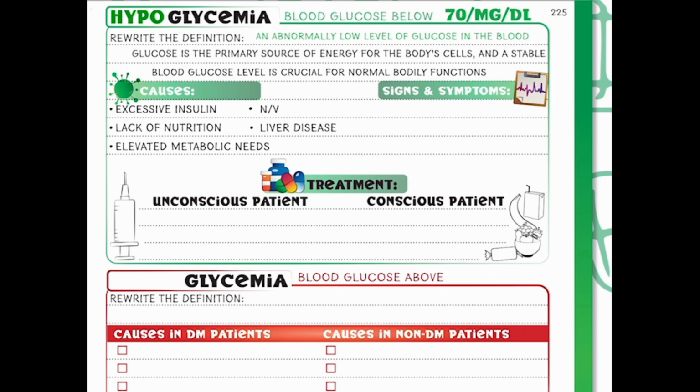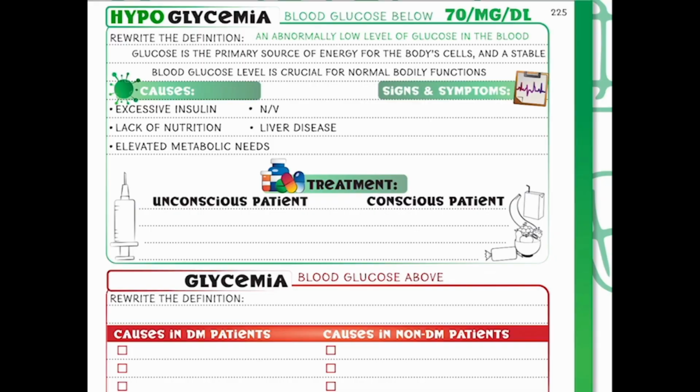And lastly, this can happen in liver disease, because the liver plays a central role in glucose homeostasis. The liver actually assists with production, storage, and the release of glucose. So in conditions like cirrhosis or even hepatitis, this could impair that entire process.